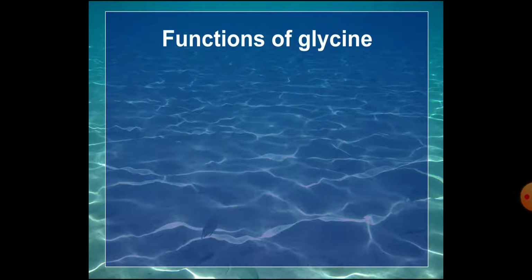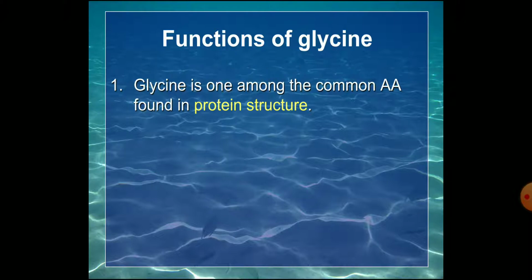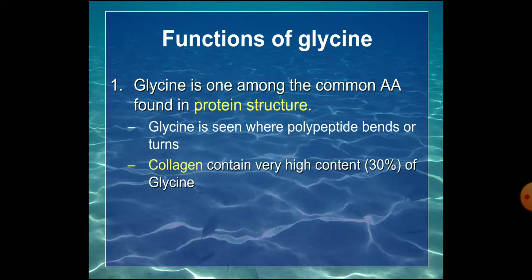Now we will see what the functions of glycine are. Glycine is one among the common amino acids found in protein structure, just like any other amino acid. Glycine is seen where the polypeptide bends or turns. Being the smallest of all amino acids, it can fit into the bends or turns.